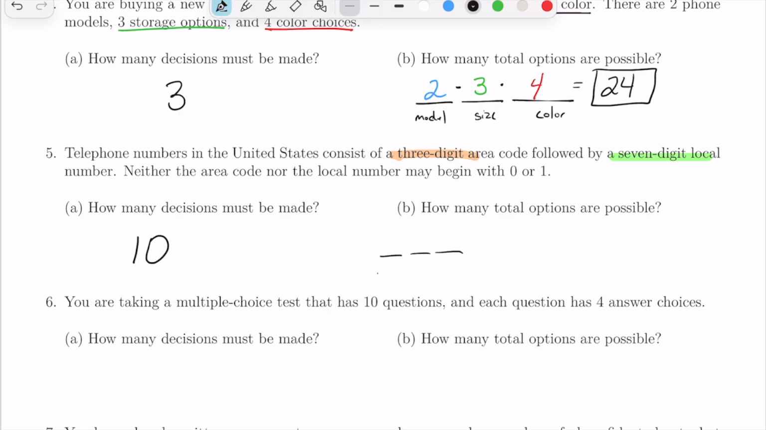There's 3 for the area code. And then we have our local number: 1, 2, 3, 4, 5, 6, 7. This part is our local number.